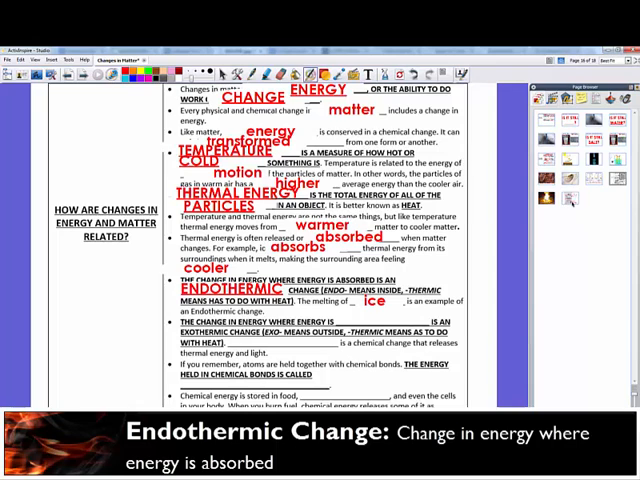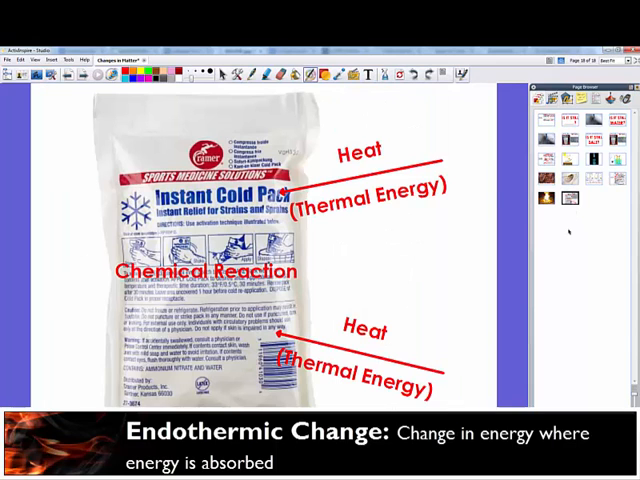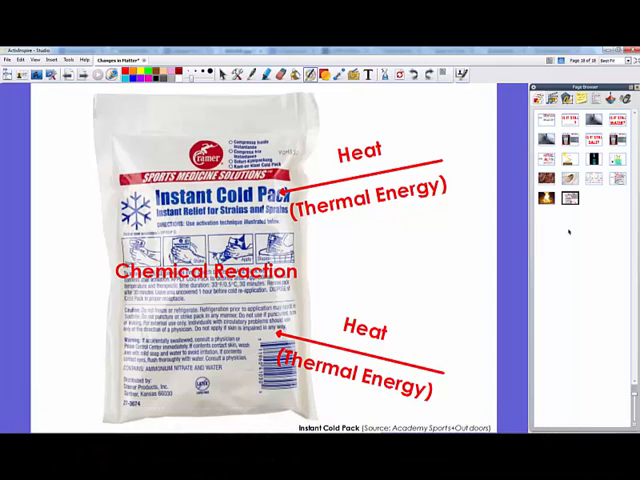Or we have a chemical reaction right here. So you know, like the cold packs, like if you grab it, you break it, and it gets cool, you can put it on an injury. Well, that's an endothermic chemical reaction. So what happens is when you break it, the chemical reaction goes on the inside, and it starts sucking in heat from the outside.